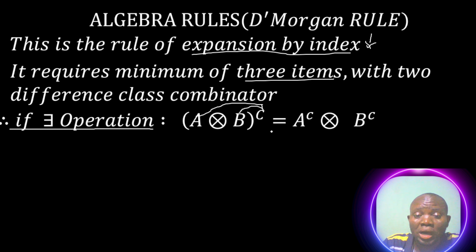Now, at the end of the day, we have this expression. The Morgan rule is letting us know that if the expression on the left hand side is equal to the one on the right hand side, then this is the Morgan rule.